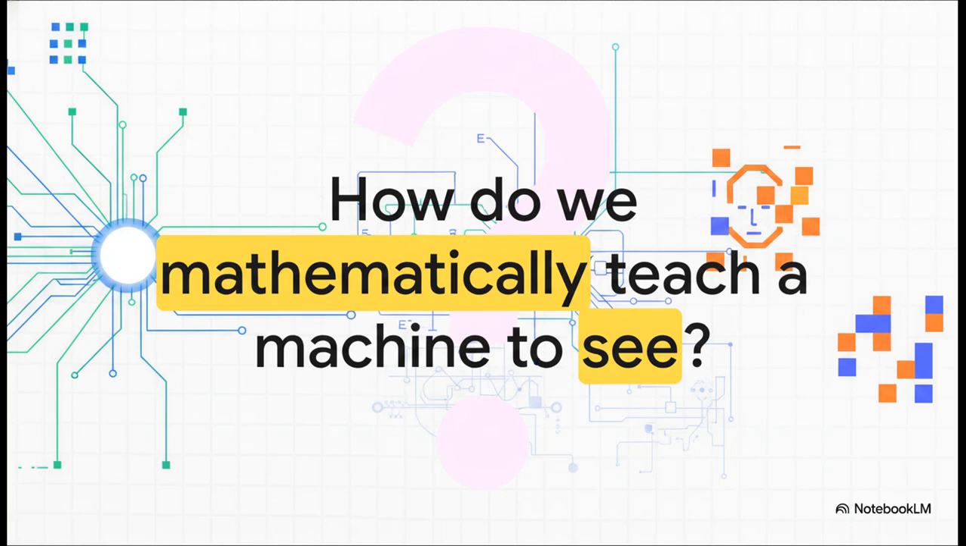Okay, so you know when your phone recognizes your face or a self-driving car reads a stop sign? We aren't just tossing a bunch of pixels at a screen and crossing our fingers. We are funneling raw data through some incredibly intense, meticulously crafted mathematical structures. So today, we're going to unpack exactly how we mathematically teach a machine to see.